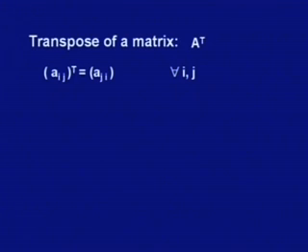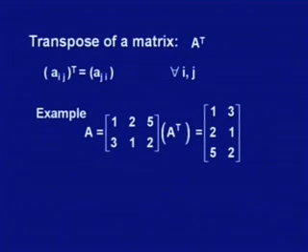For example, if I have a matrix A as a 2 by 3 matrix, then its transpose will be a 3 by 2 matrix. What I have done is the first row of A becomes the first column of A transpose, while the second row of A becomes the second column of A transpose. So, rows and columns are interchanged. Rows of A become columns of A transpose. Similarly, the columns of A become rows of A transpose.